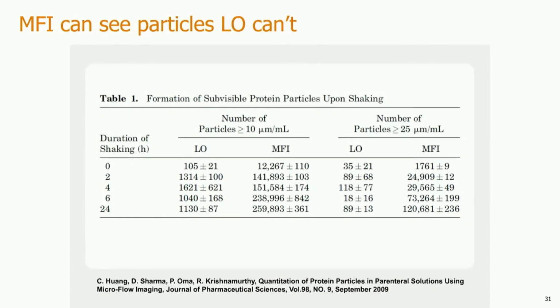This was a study that was published showing the difference in sensitivity between MFI and light obscuration when looking at protein aggregates in the subvisible size range. So here you can see that MFI was significantly more sensitive than light obscuration in the number of protein aggregates that were detected.